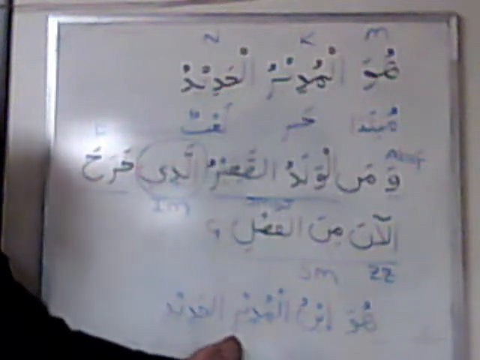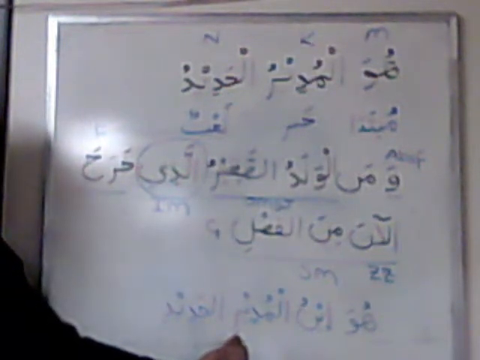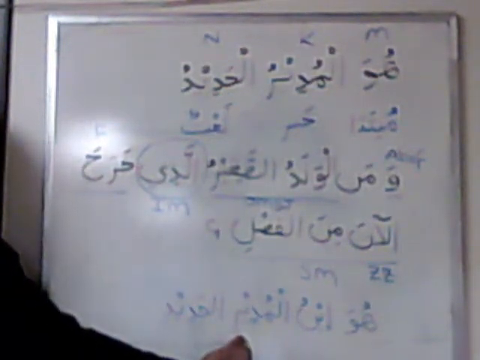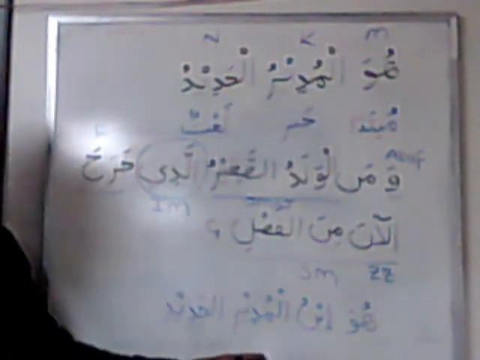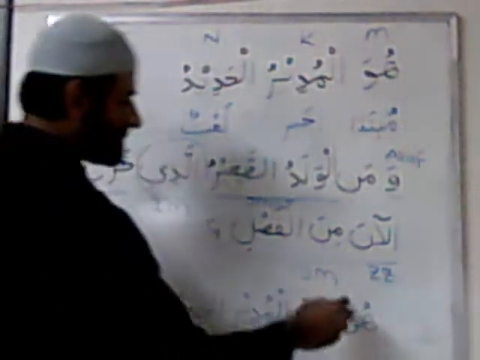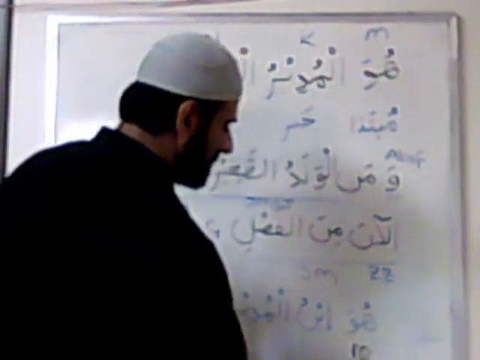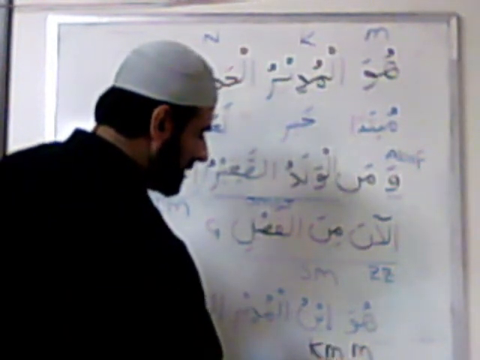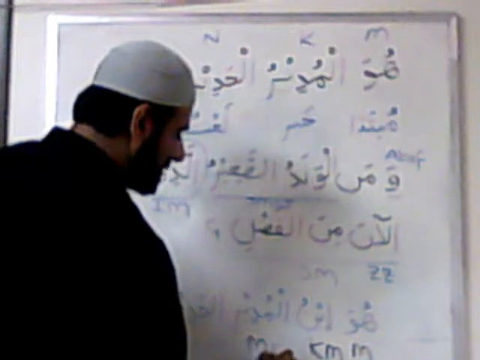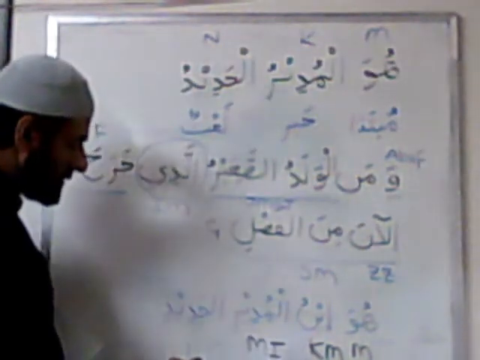Okay, now you can ask the question why this is genitive. This is genitive because it is mudaf ilayhi. Mudaf ilayhi is always genitive. Okay, so that's what it is. Okay, so huwa will be your mubtada, ibnu is your khabar, and huwa mudaf ilayhi, and now.